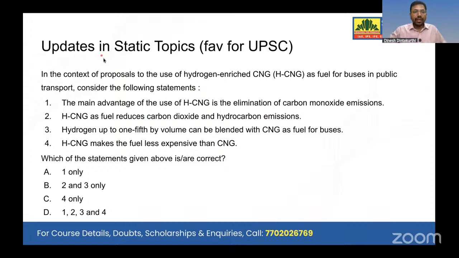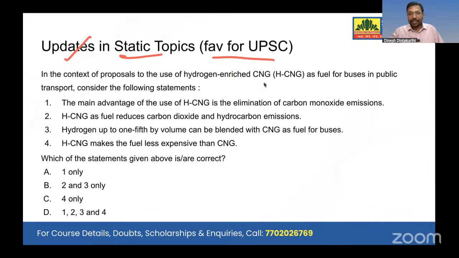And look at it. There are so many static topics, but whenever a static topic gets a drastic update, UPSC will definitely point out that question. So that is also a favorite topic for UPSC. We know CNG, what are the uses of CNG? From the past 10, 15 years, we have had questions on CNG. But when there is an upgradation, like HCNG, this is where you expect this particular type of question.